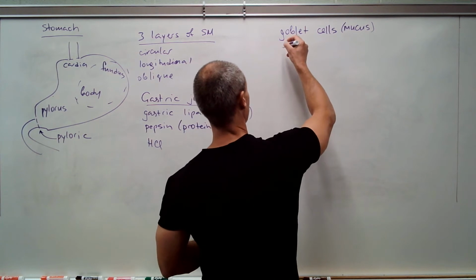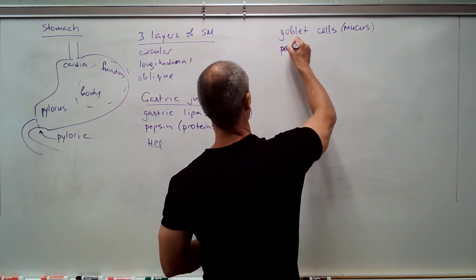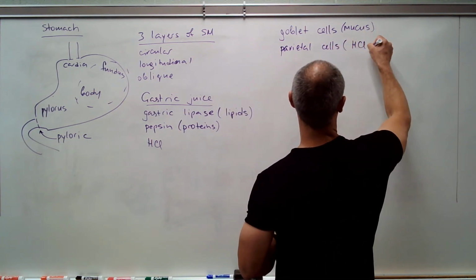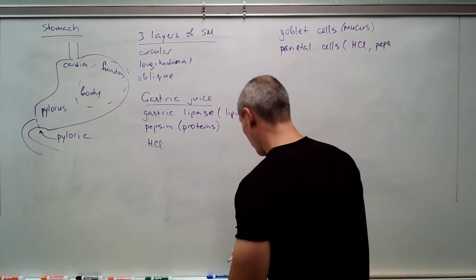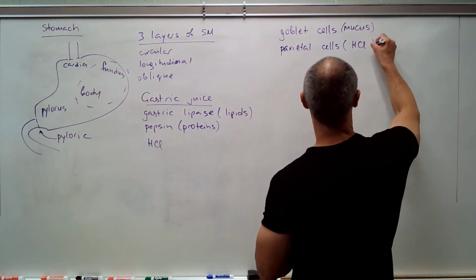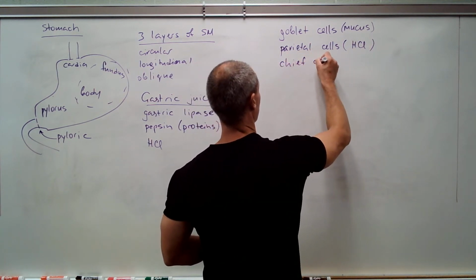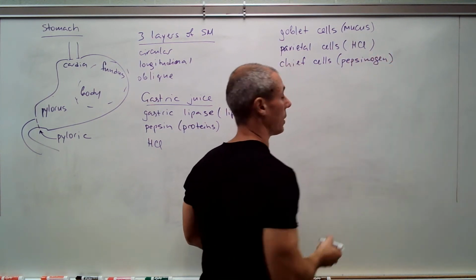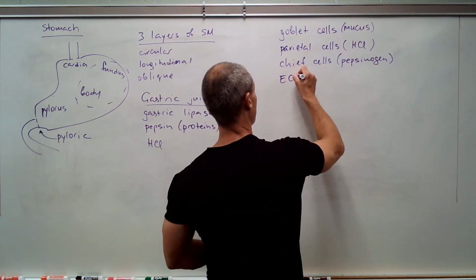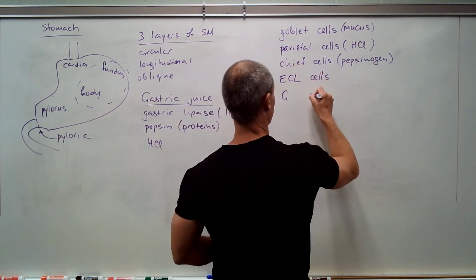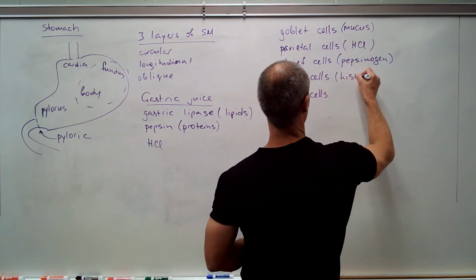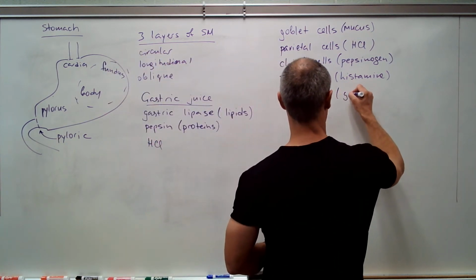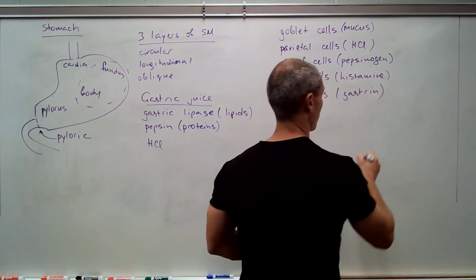You have parietal cells. They produce hydrochloric acid, and hydrochloric acid only. You have chief cells. These guys produce pepsinogen. We'll get to this part. And then you have ECL cells and G cells. ECL cells produce histamine. G cells produce gastrin. Okay.